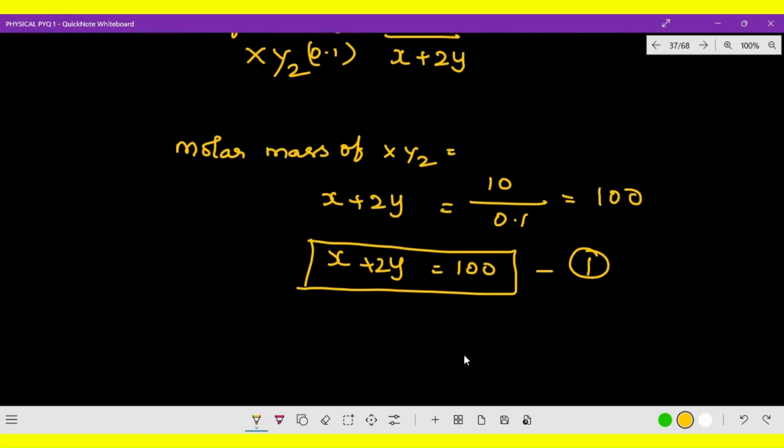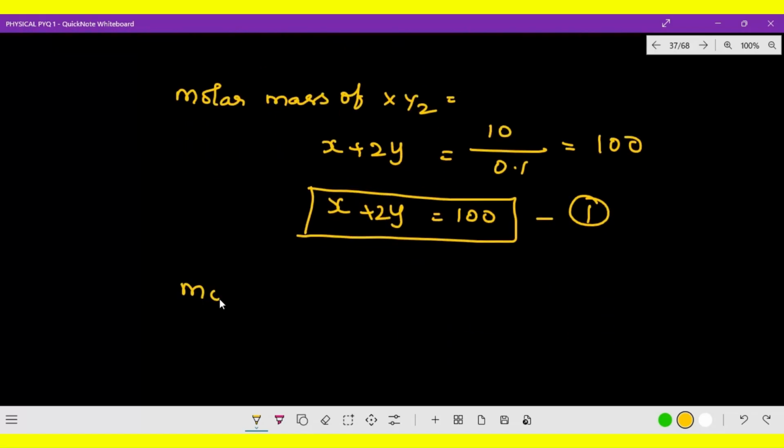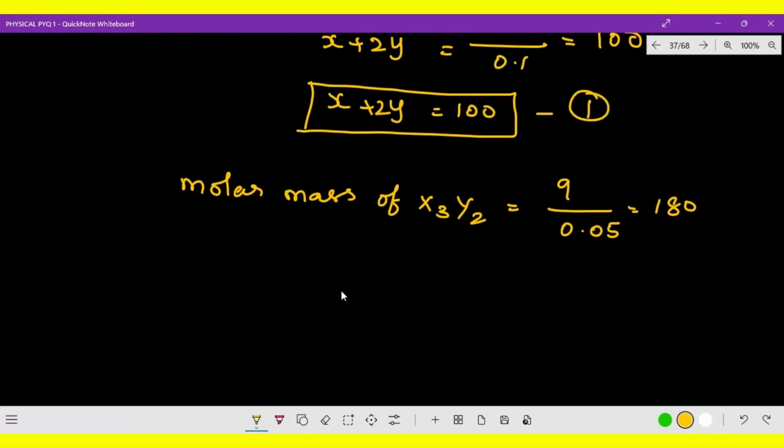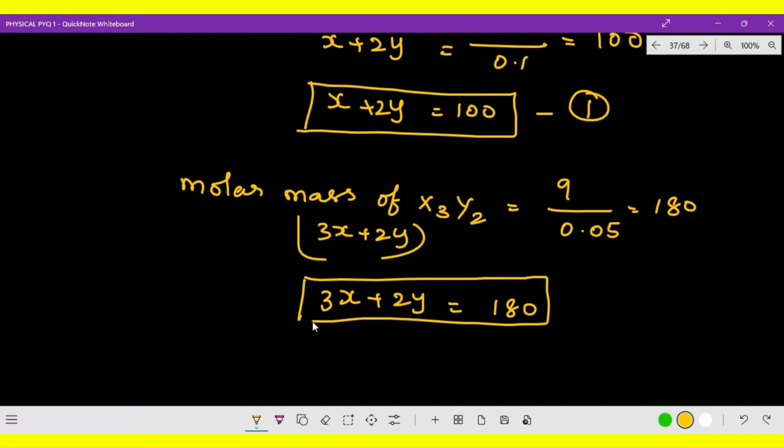Now the second equation, the same idea. The molar mass of X3Y2 equals 9 gram, the given mass, divided by the number of moles, 0.05. How much will you get? When you calculate it, you get 180. So that means 3x plus 2y, the molar mass, right? So 3x plus 2y equals 180. This is equation 2.